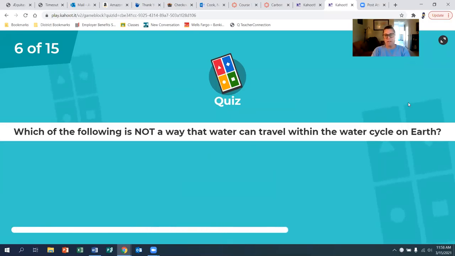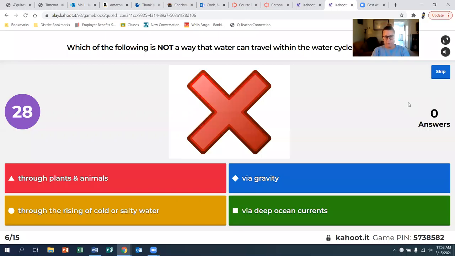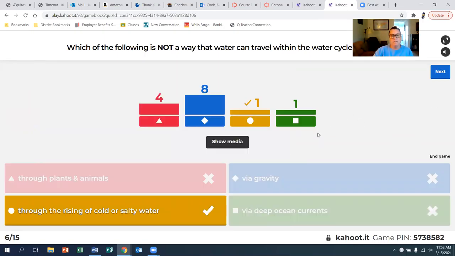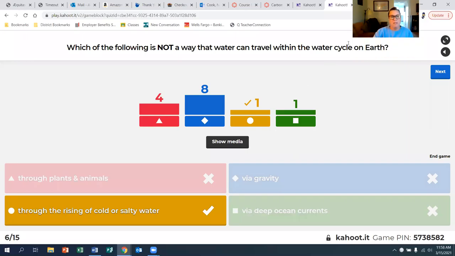Which of the following is not a way that water can travel within the water cycle on Earth? Through plants and animals, via gravity, in deep ocean currents, or through a rising of cold or salty water. And wow, we just had a question about gravity, guys. Gravity pulls water down, right? Plants and animals, we just said that animals go through the process of respiration and perspiration. Plants go through the process of transpiration. It's definitely in the oceans. So the rising of cold or salty water would be the correct answer.